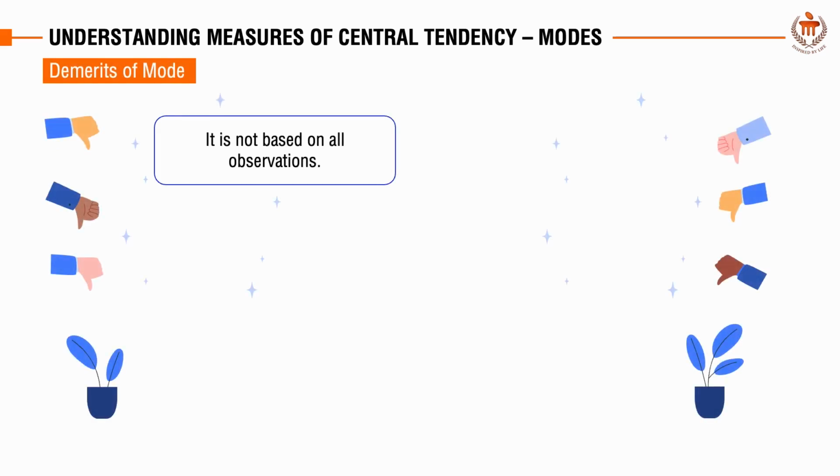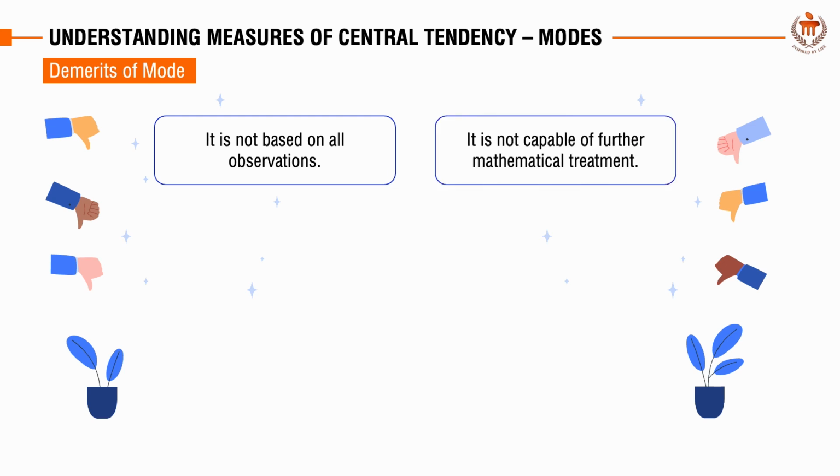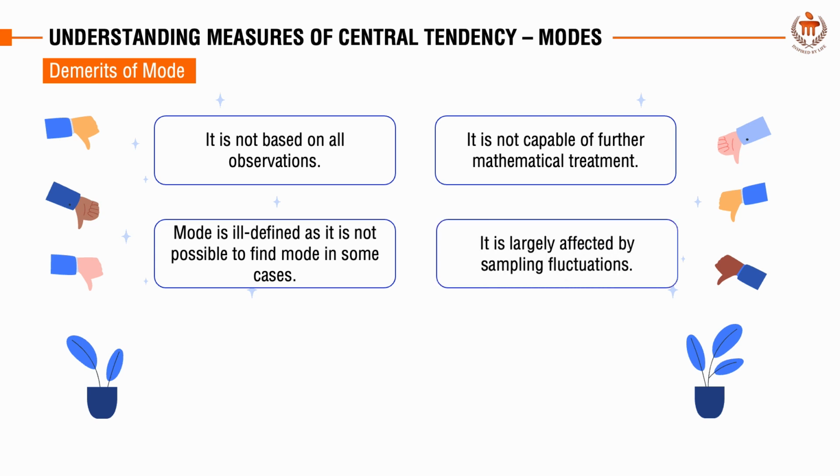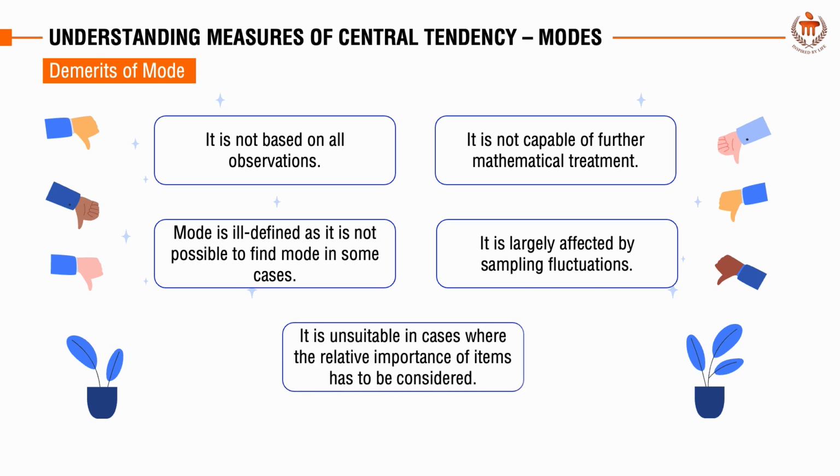Demerits of mode: it is not based on all observations. That is a problem, because, unlike the mean, it is not based on all the observations. So if you change the extremes, the mode is not much affected, because of which it is not capable of further mathematical treatment. Mode is ill defined, as it is not possible to find mode in many cases. It is largely affected by sampling fluctuations, and it is unsuitable in cases where the relative importance of items has to be considered.